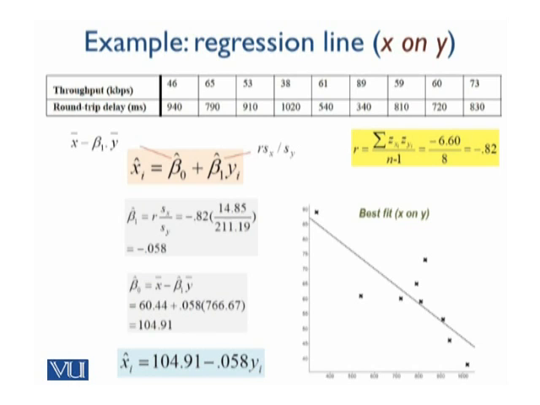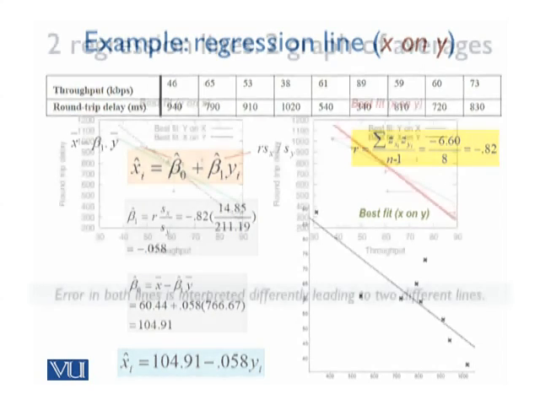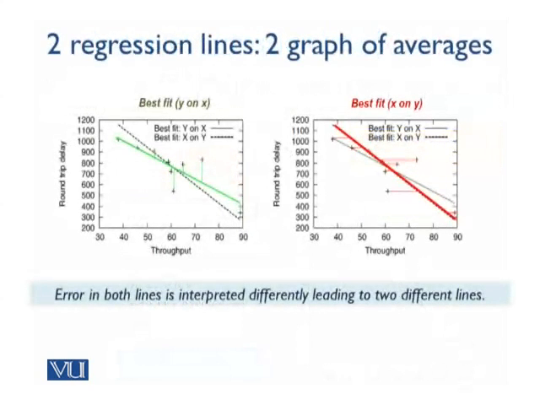And if we plot the graph, we would see now at the y-axis we have the values of throughput, and on the x-axis we have the values of the round trip time, and both of these lines are different, as you can clearly see on this slide. You can also see that both of these lines are actually trying to minimize different errors.